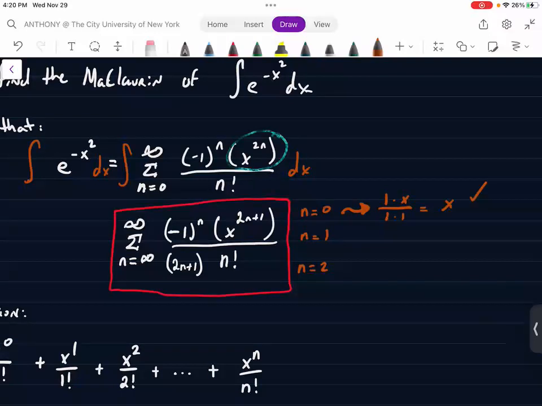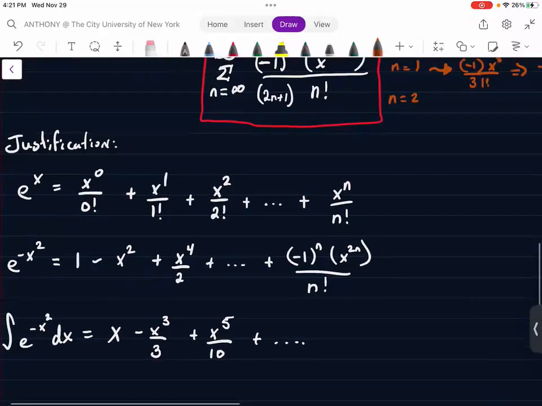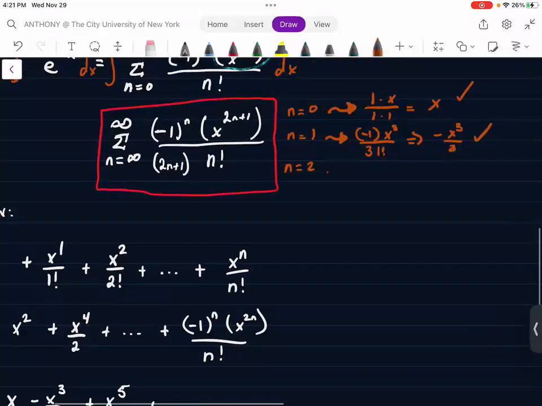If you look at the second term, n equals 1 now, then you'll get -1 times x to the power of 2 times 1 plus 1, which is 3. So this is x to the third over 2 times 1 plus 1, which is 3. And then 1 factorial is still 1. So this is just now going to be negative x to the third over 3. I think we got that as a solution for the second term. And then we do it for n equals 2.